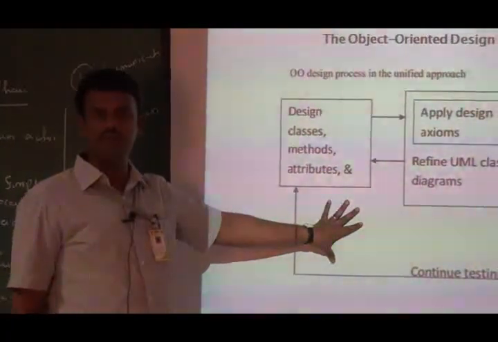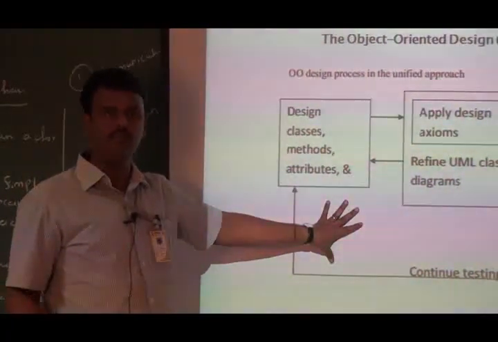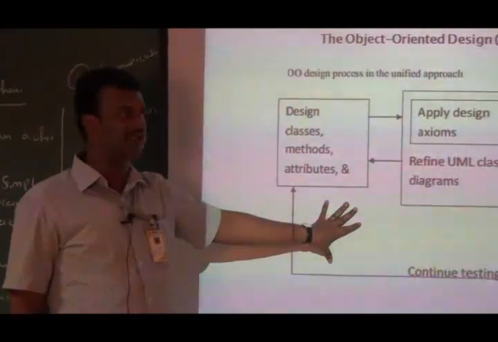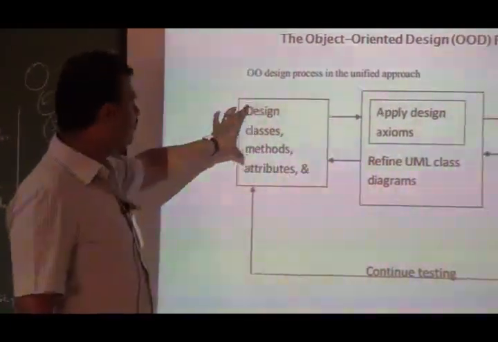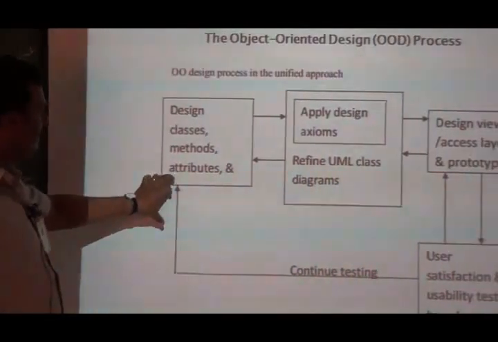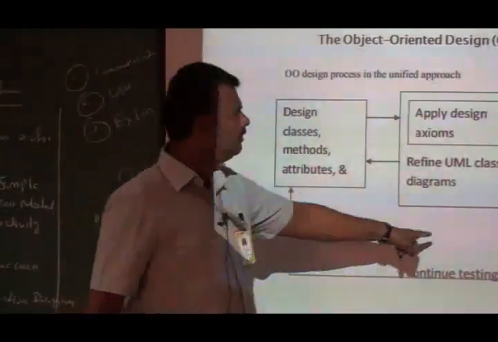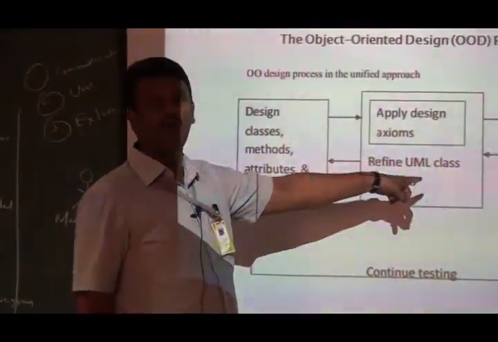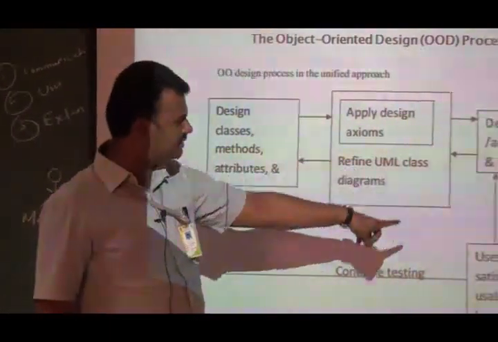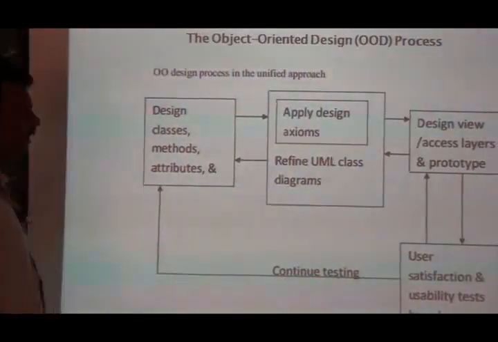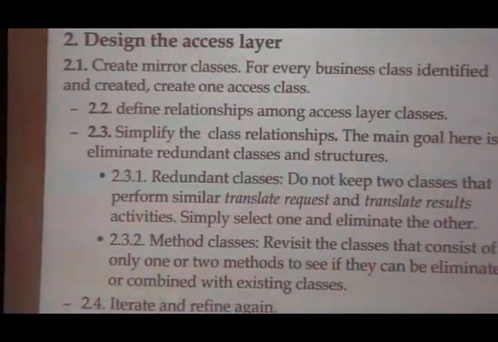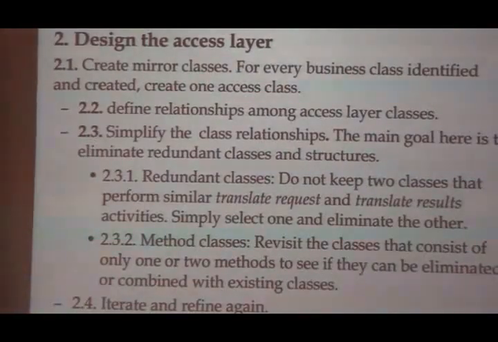We are going to maintain the independence of the components. Information axiom, we are going to minimize the information content of the design. After applying the design axioms, we are going to design the classes, methods, and attributes identified during the analysis phase. Next, we are going to design the view layer or access layer classes, then usability and user satisfaction tests. These are the steps.